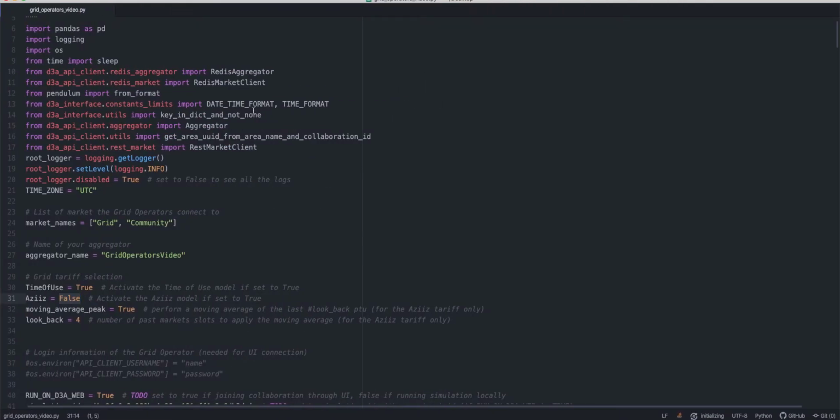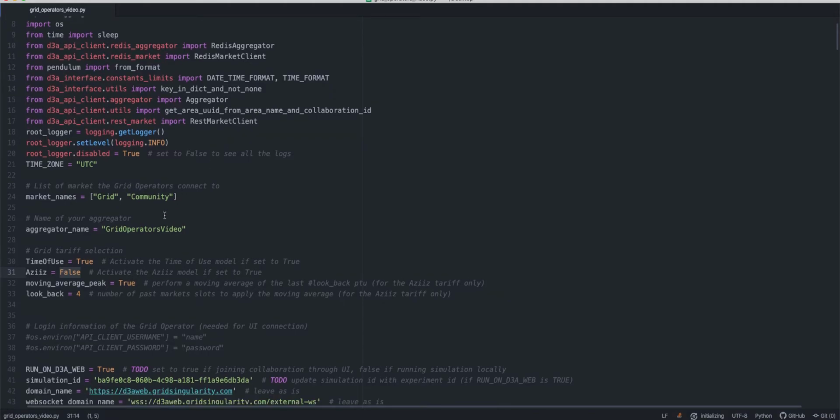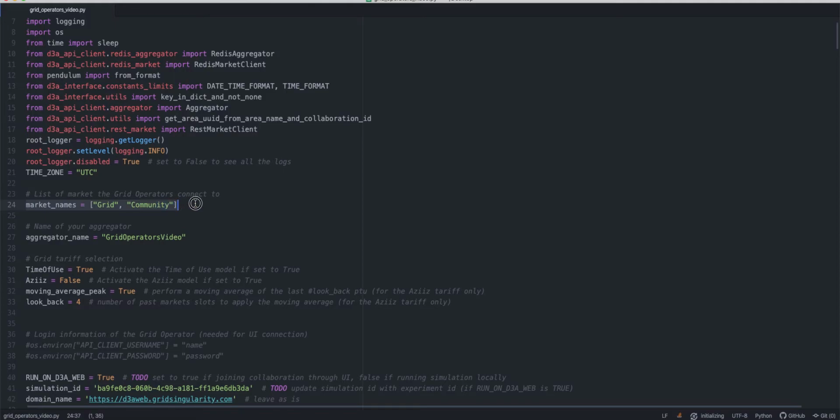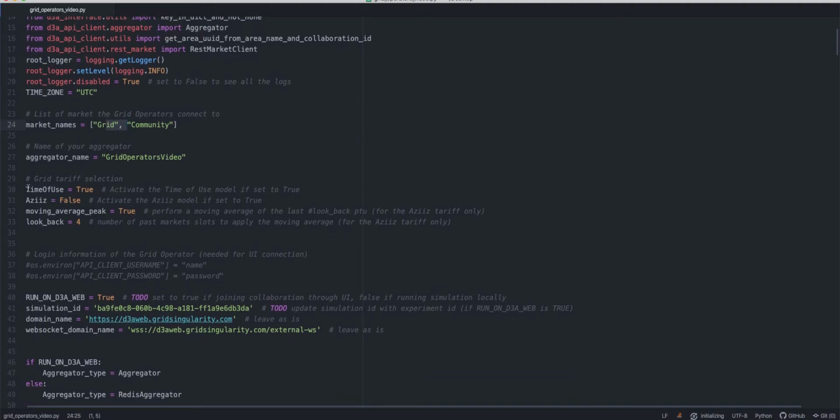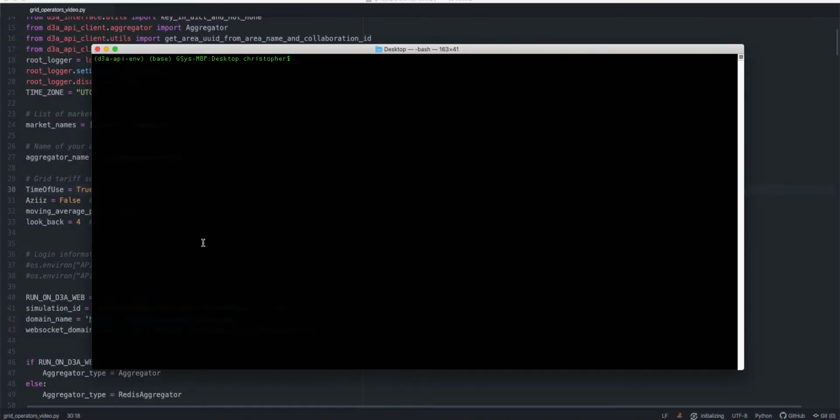We have a template script that you can run in Python. Basically here I'm registering to the markets that I have already applied to, so the grid and the community. We have two templates of grid tariff. The first one is the time of use, which sets a new grid fee for each defined time of the day. And we have the as-is model, which is a grid tariff that is much more reactive because it reacts to the latest past peaks, import and export of a specific market. For this example, I'm going to use the time of use. So let's start my script.